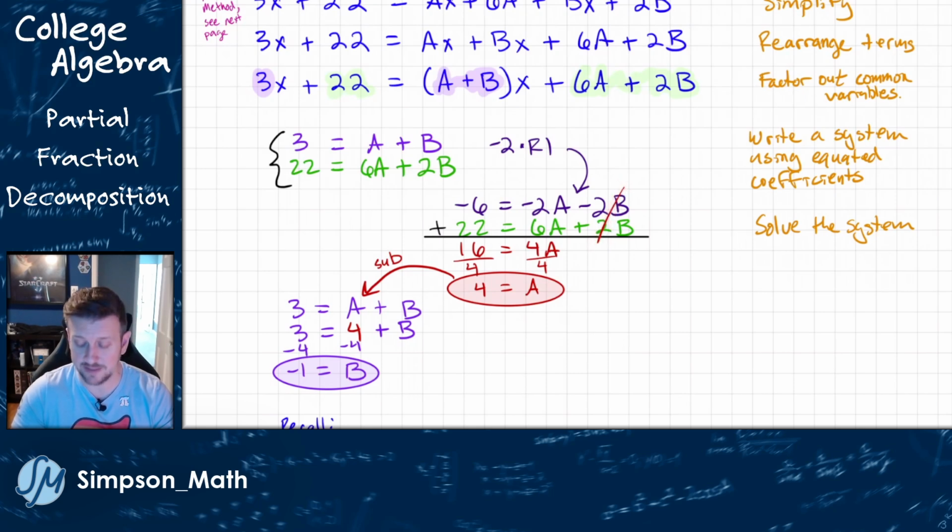So all 3 of these change their sign and get 2 times bigger. A negative 2b plus 2b is 0. When I add these together, add negative 6 and 22, I get 16. Add negative 2a and 6a, I get 4a. And then I could just solve 16 equals 4a, divide by the 4, and I get 4 equals a.